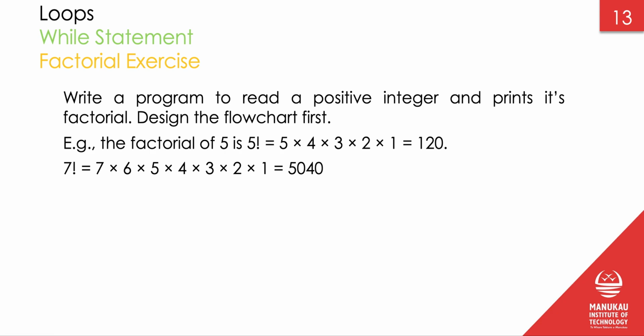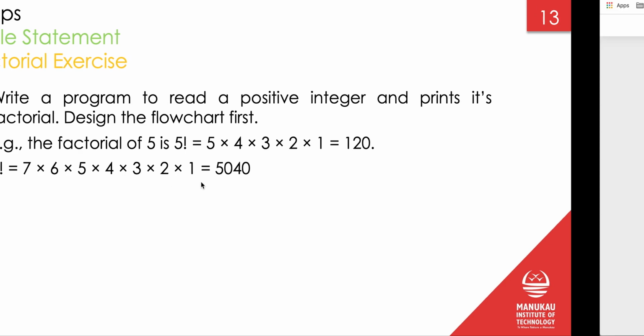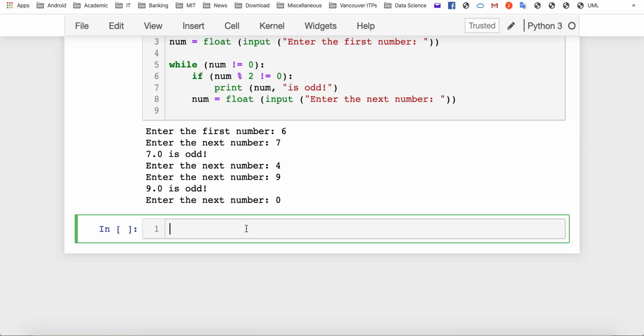So that program just needs to read a number, and then count backward, and then every time multiply that number that is generated to the previous total multiplication result. Let's see the code. Factorial exercise.